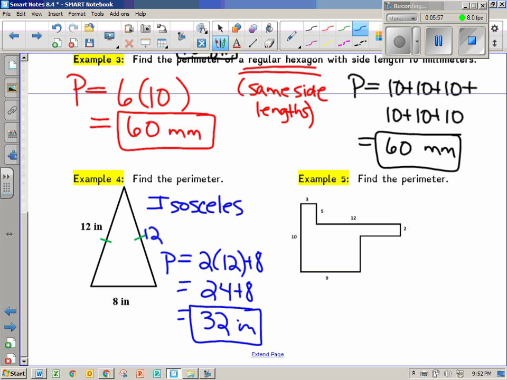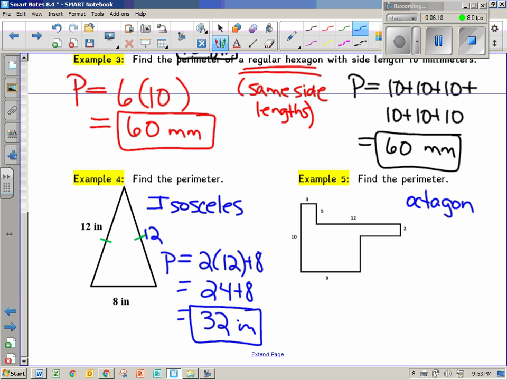And then you have some very irregular polygons over here. First, let's count up the sides and see how many we have. We have 1, 2, 3, 4, 5, 6, 7, 8. So remember, that is an octagon. And we're just reviewing there. But if you know what you have, you know how many sides you should be adding up.